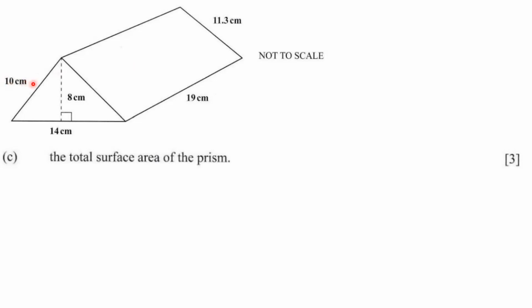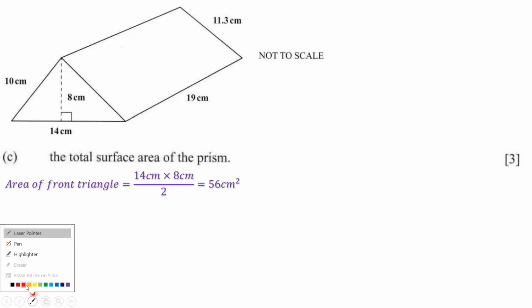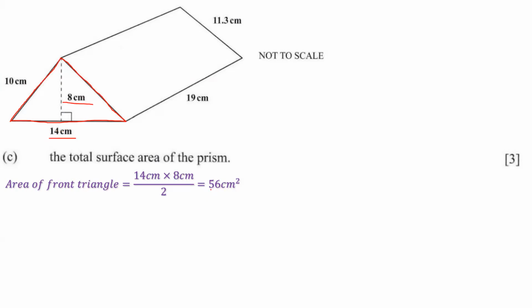So let's first deal with the area of the front triangle. By the area of the front triangle, we're talking about this particular triangle right here, right? That's the front triangle. Now, the area of that, we just figured out. That's going to be the base, which is 14, multiplied by the height, which is 8 centimeters, divided by 2. And that's definitely 56 centimeters squared. That's the first triangle, right?